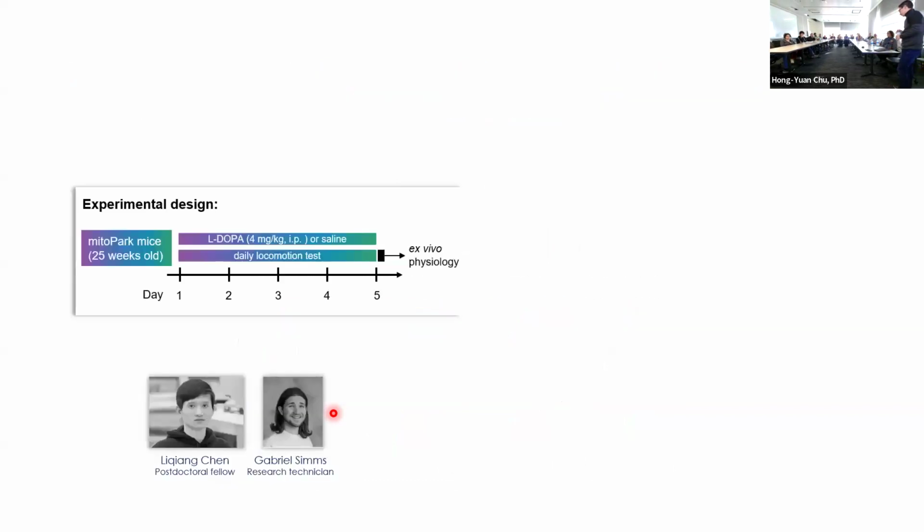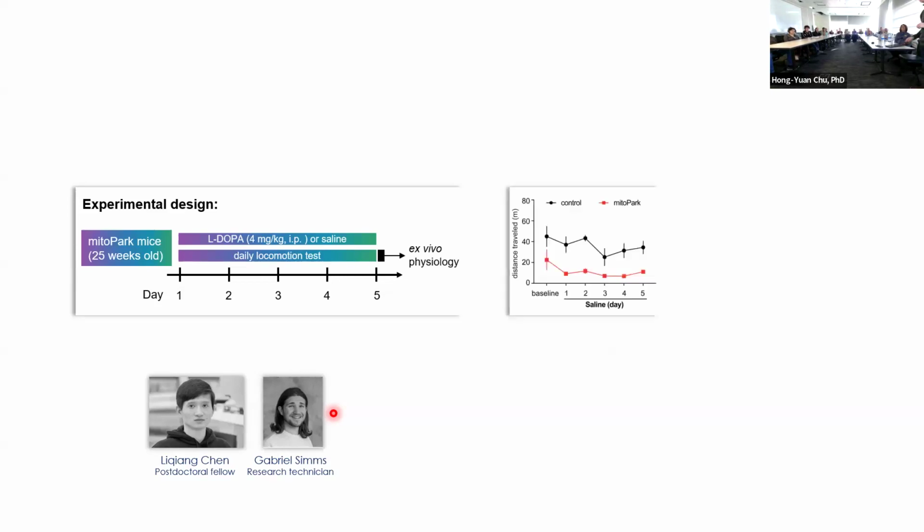So we think this cortical circuit is also very important for PD therapies, and may actively contribute to the L-DOPA-mediated therapeutic effect. In this study, we treated end-stage Parkinson mice, which were symptomatic, with a low dosage of L-DOPA, 4 milligrams per kilogram for 5 days. Then we performed electrophysiology recording from these animals, along with locomotion tests every day.